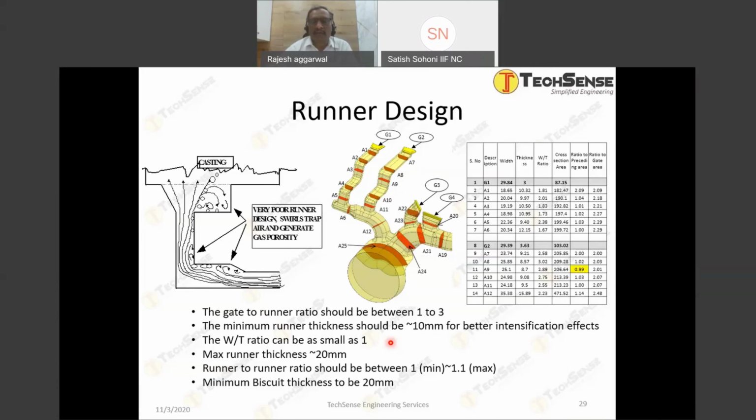What we're trying to say over here is, if you see the middle image, the cross section area from the biscuit to the gate should always be reducing, or increasing from the gate towards the biscuit, right? So that is very, very crucial. That helps to avoid or eliminate the air entrapment inside the runner.